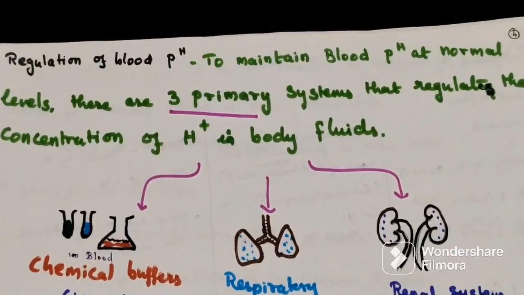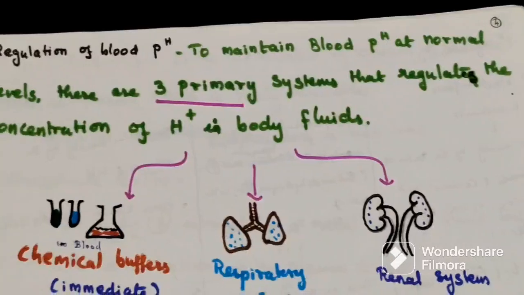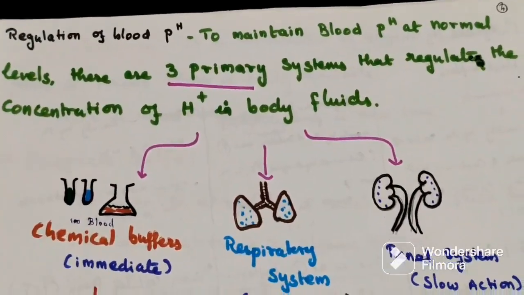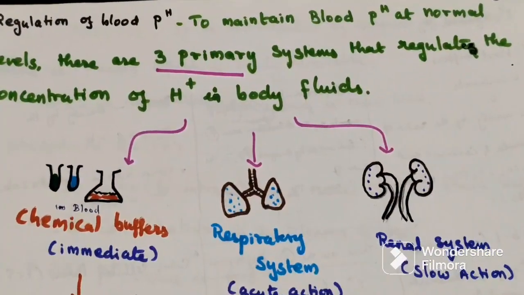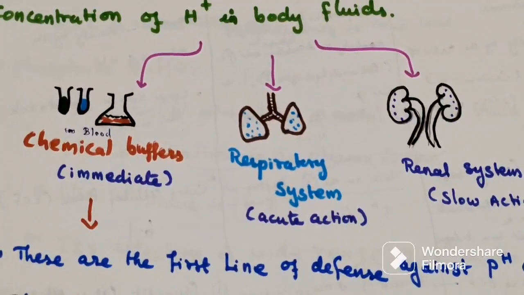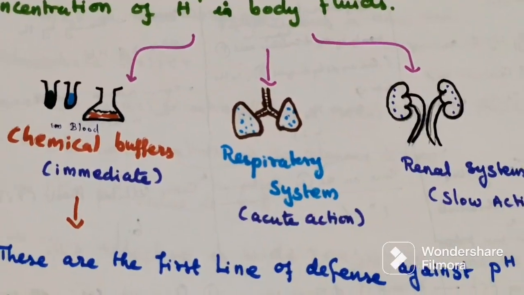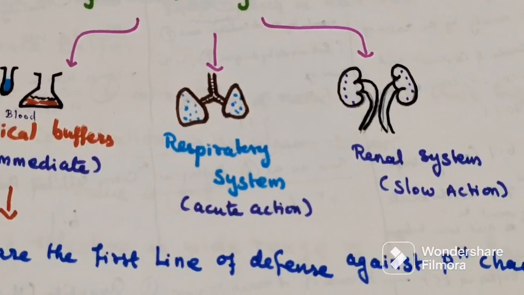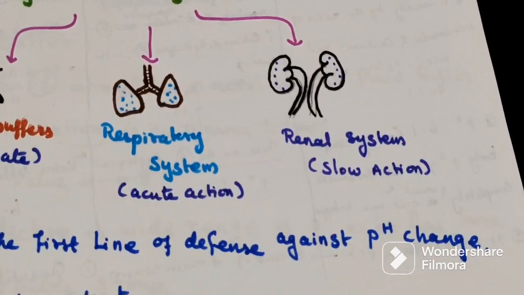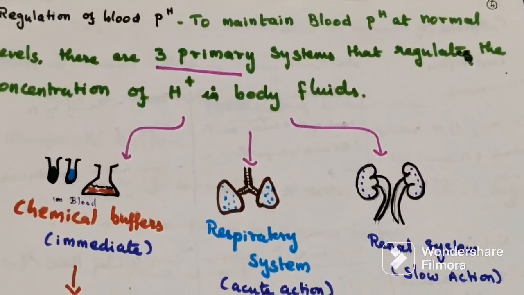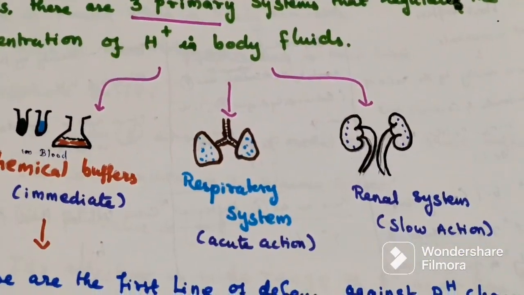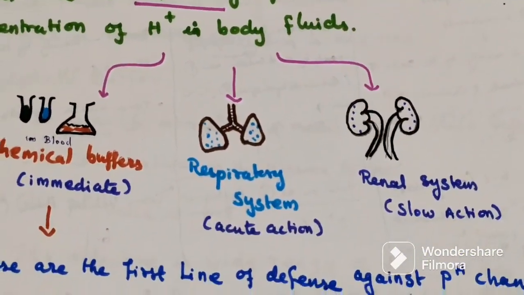Regulation of blood pH. To maintain blood pH at a normal level, there are three primary systems that regulate the concentration of hydrogen ion in body fluids. There is the chemical or blood buffer, which has immediate action. Second is the respiratory system, which has acute action. Third is the renal system, which has slow action. Now we will discuss one by one.